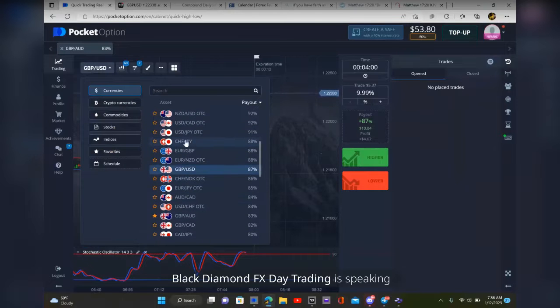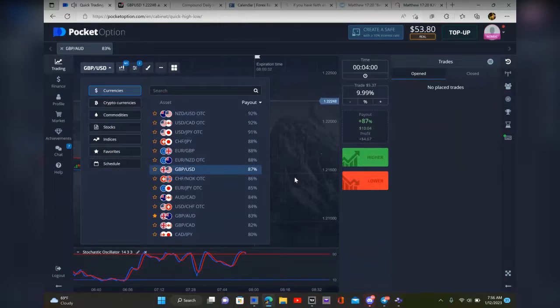I see CHF JPY. Well, see this box? See how it hides the candles? I can't see the candles. So I look at my stochastic and I see if we're overbought or oversold, right? And look, GBP USD is overbought. Okay. So boom. Click on it.